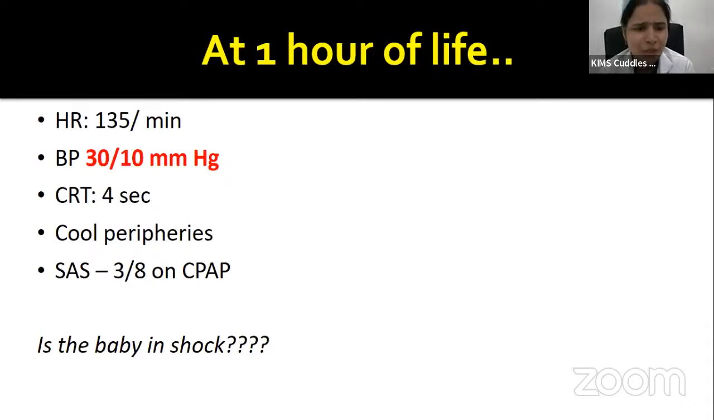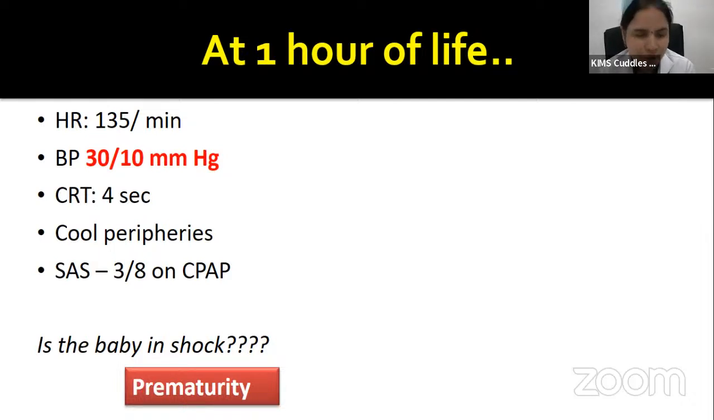So the typical management would involve administration of the first dose of surfactant, with either INSURE or the newer, less invasive modes of surfactant administration. But again, in this baby, after 1 hour of life, the baby was found to have a blood pressure of 30 by 10 millimeters of mercury. Heart rate is 135, so the baby does not have significant tachycardia, but there is hypotension. Both diastolic pressures as well as systolic pressures are low. Diastolic pressure is particularly low. Prolonged CRT, cool peripheries, the baby has respiratory distress with Silverman-Anderson score of 3 on CPAP.